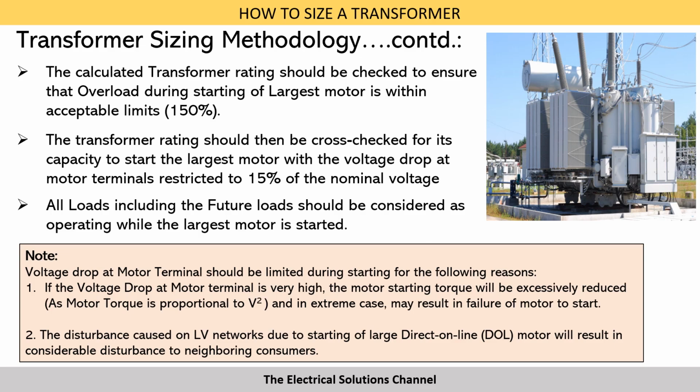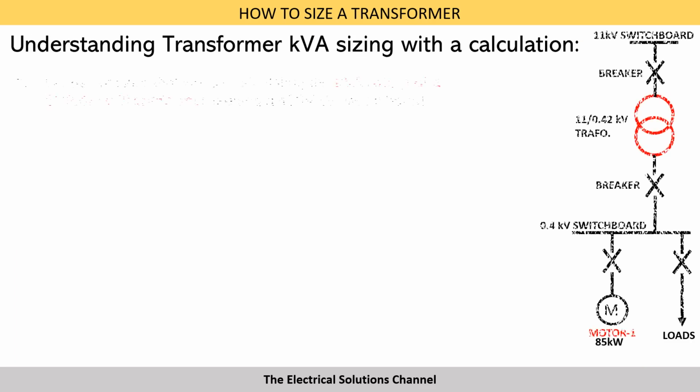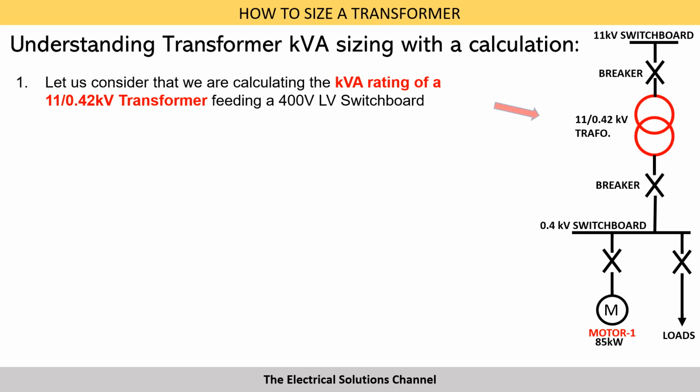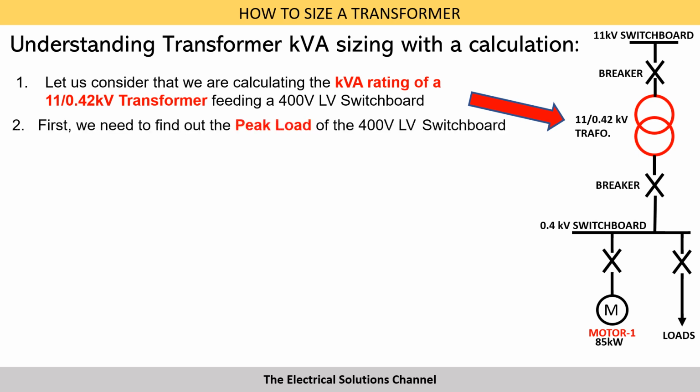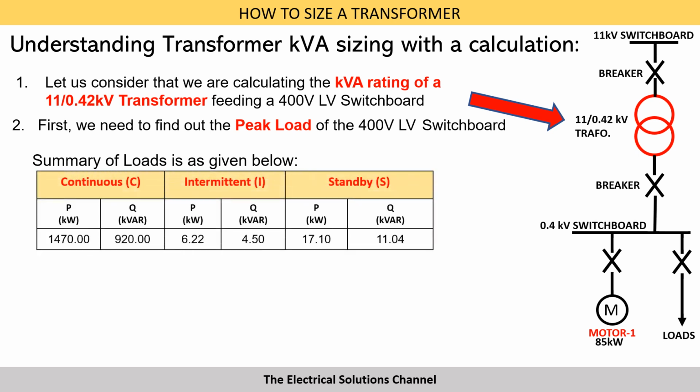Also, the disturbance caused on LV networks due to starting of the large direct on-line motor will result in considerable disturbance to neighboring consumers. Let us now understand the transformer kVA sizing with a calculation. For our example, we are calculating the kVA rating of a 11 by 0.42 kV transformer feeding a 400 volt LV switchboard as shown in the SLD. The largest motor connected to the 400 volt LV switchboard is a 85 kilowatt motor.